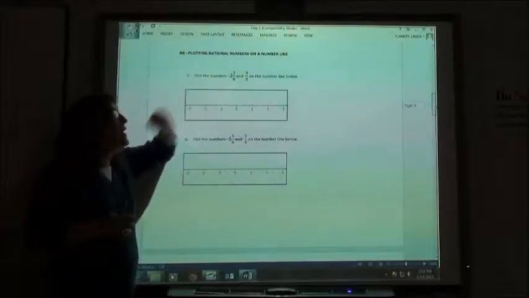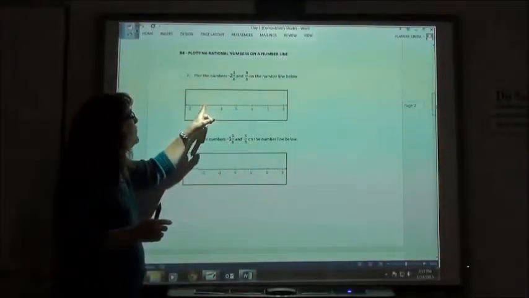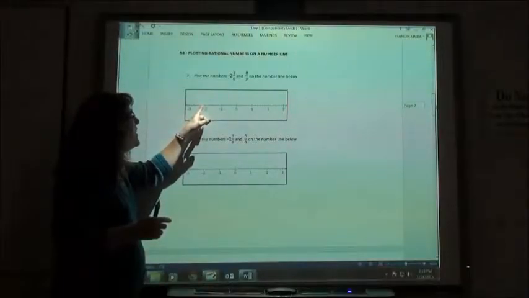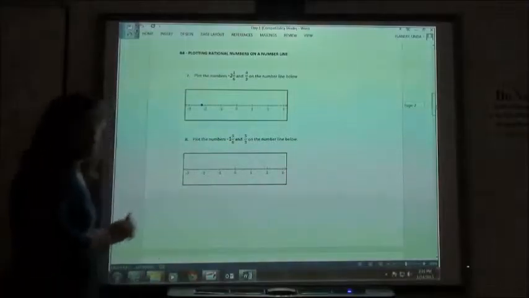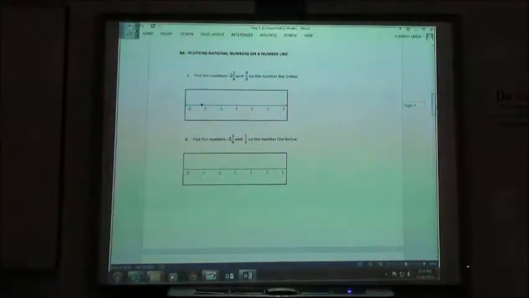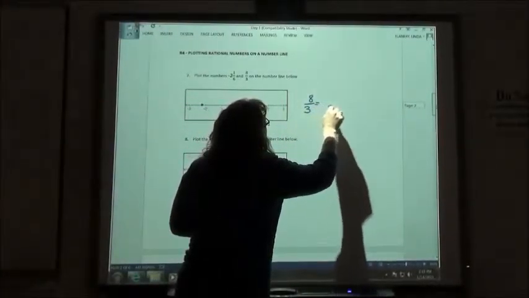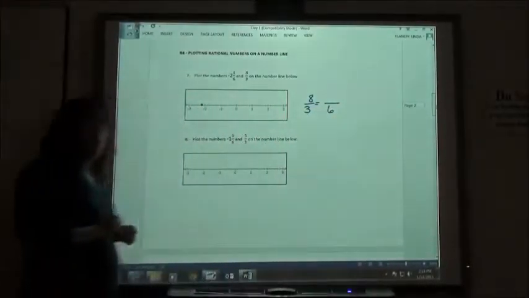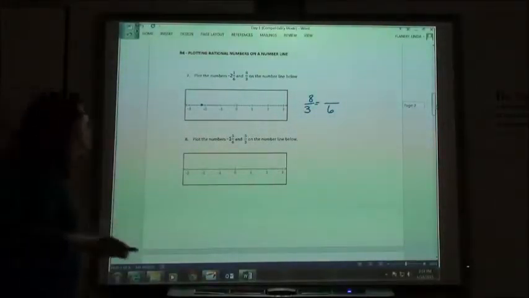Here it is, it's -2 and 1/6. So on my number line, I would go to -2 and then one more 6th place to the left. And so I'm going to be right here, one past the -2. Now when I have 8/3, I need my denominator to be in 6, because that's what those little marks are on my number line. So I need to make my equivalent fraction.